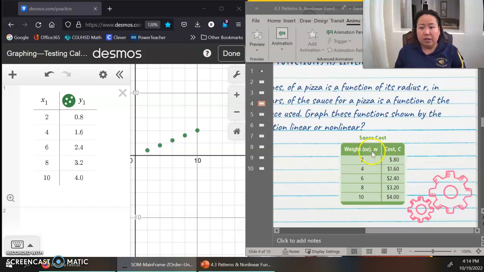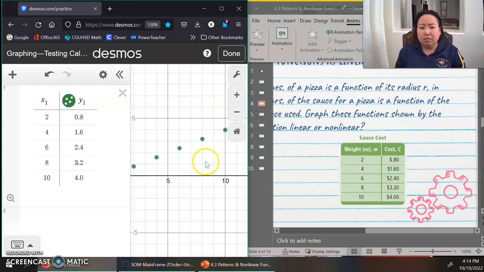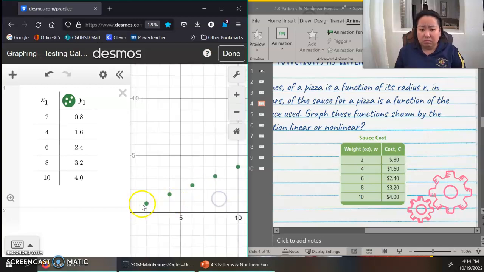We have the weight and the cost, and I have already taken the liberty of entering our data set. Now, looking closely at our graph, we can zoom in, and as you can see, those points are perfectly aligned to each other. And so our second data set is a linear function. And like I said, if you remember from the previous discussion, if there is a consistent pattern between your input and your output, then you will have a linear function.